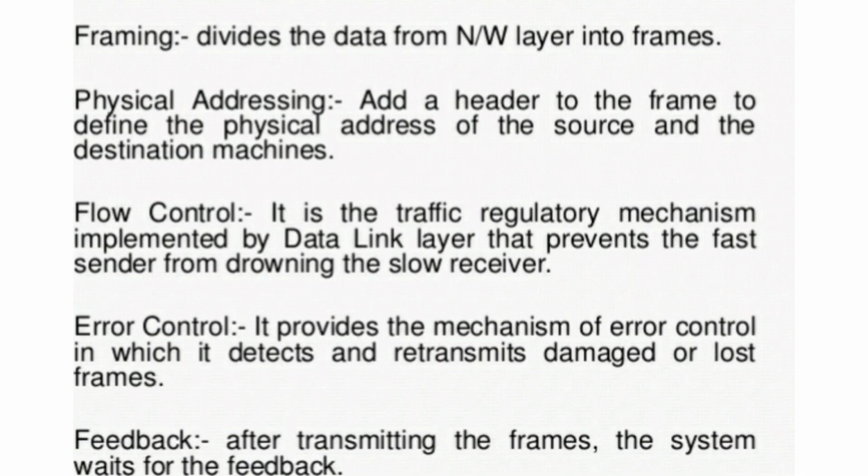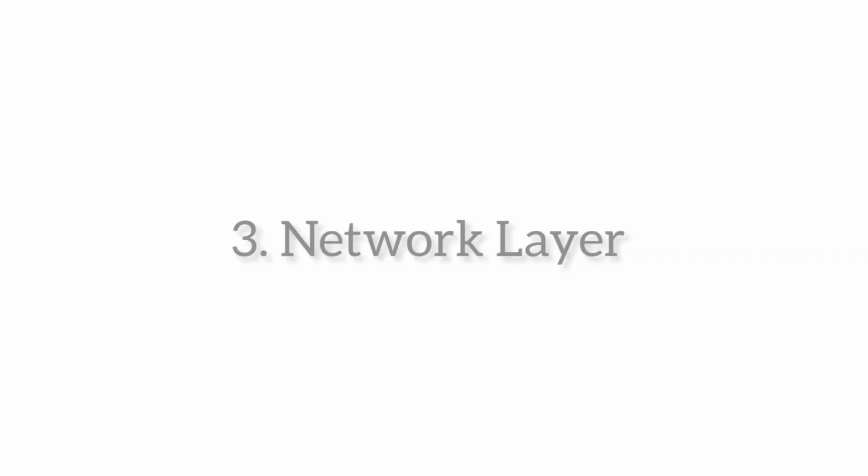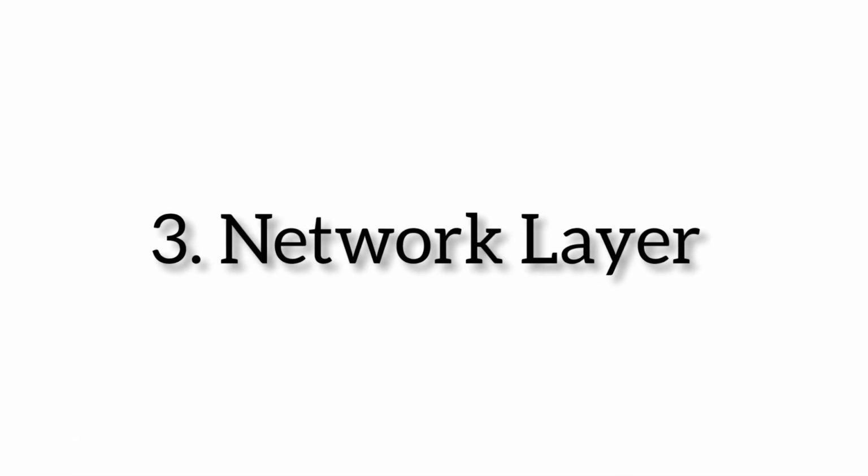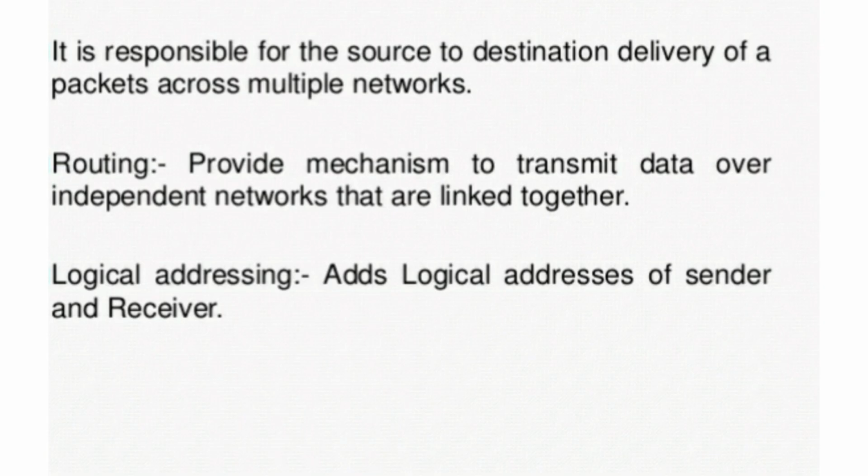These are the functions of data link layer: framing, physical addressing, flow control, error control, and feedback. These are the functions of network layer: routing and logical addressing. Network layer is responsible for the source to destination delivery of a packet across multiple networks.